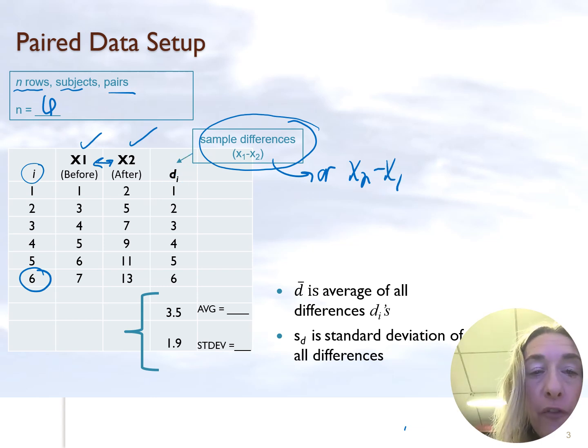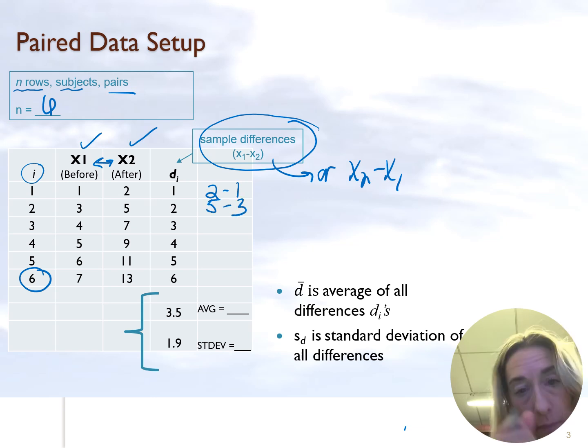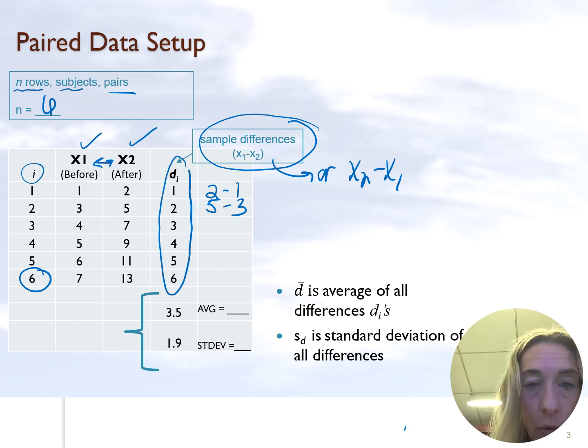So for the first row, for example, you see that its d sub i, or its difference, is equal to 1, which was obtained by 2 minus 1. So we took X2 minus X1. Second row, the value of 2 was 5 minus 3, and so on down the table. So with this data, we obtained 6 individual differences, because there were 6 rows.